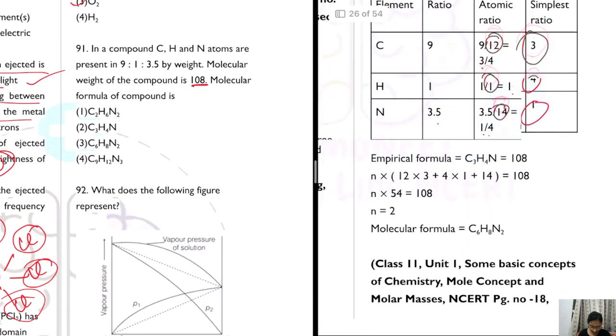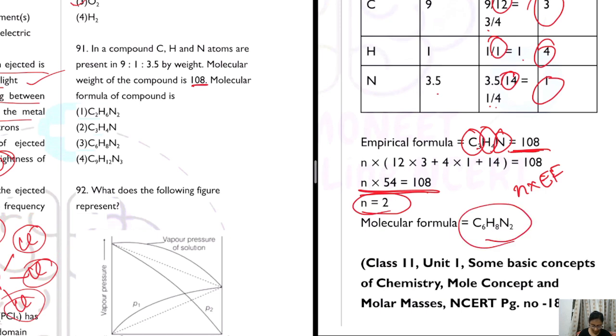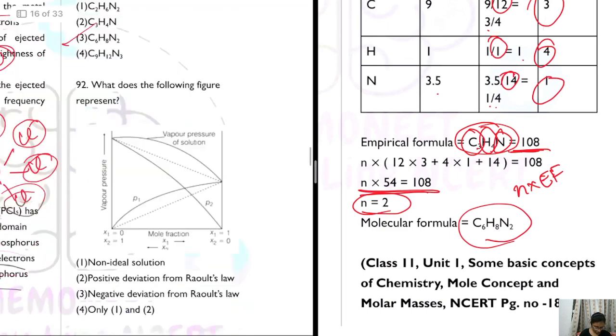So what would be the empirical formula? That is C3H4N, because 4 H were there, 3 C and 1 N. And its mass is given to be 108. And what is the molecular formula? n times the empirical formula. So we'll equate this and get n equals 2. So the molecular formula would be n times the empirical formula. That is the correct answer. Let's see the next question.